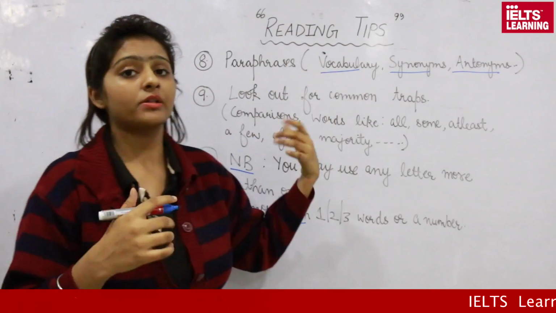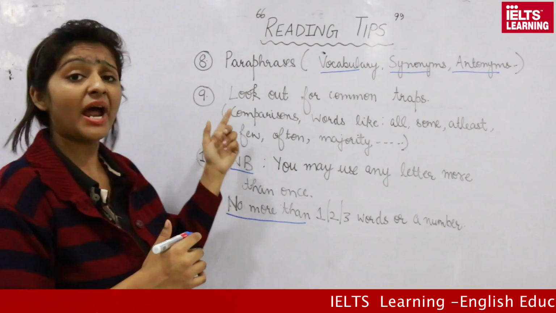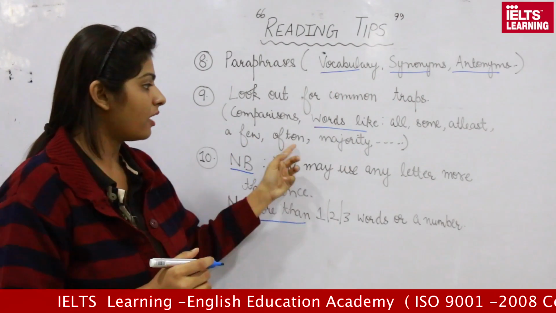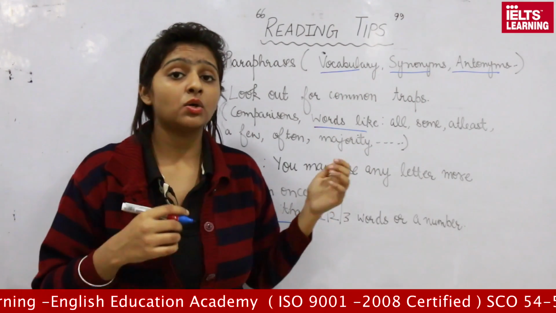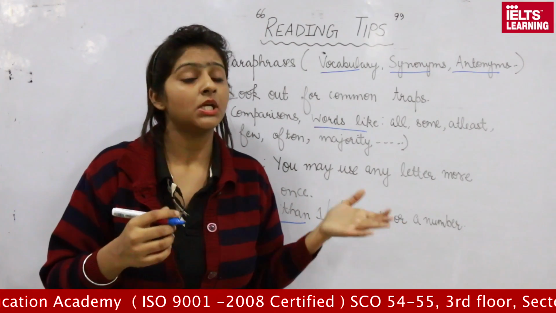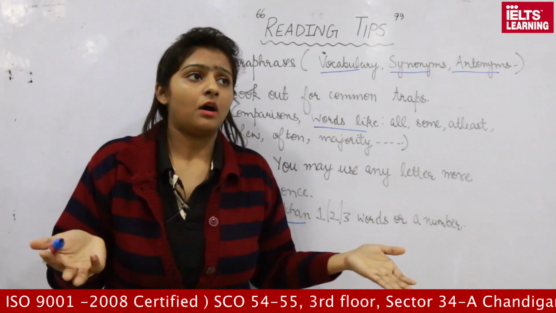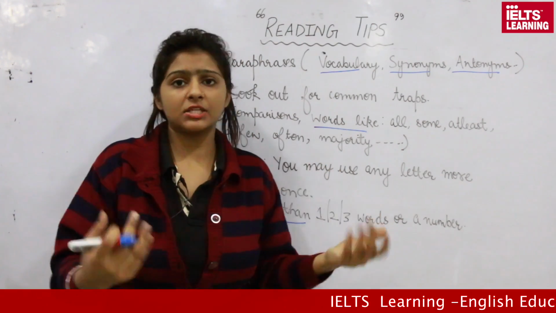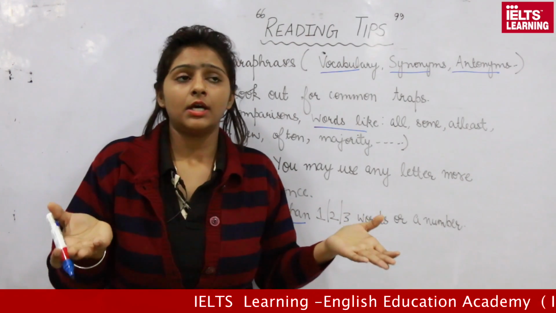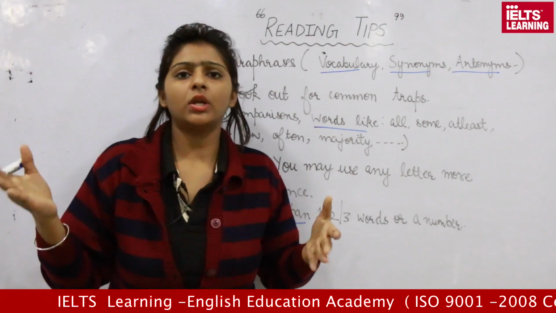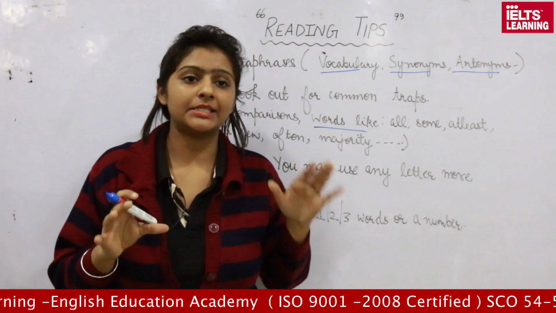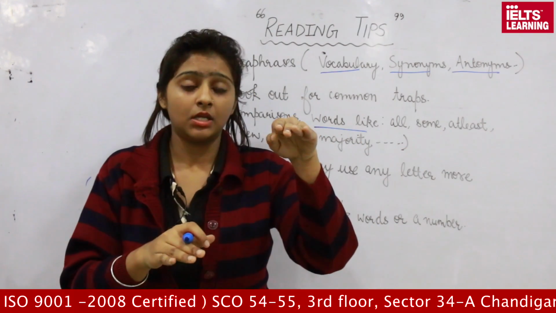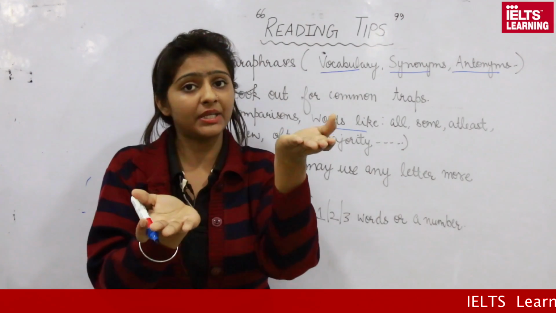See, paraphrasing was also one of the common traps. Comparisons, words like all, some, at least, a few, often, majority. For example, in the question it is given that a club raises money for schooling and, say, for hospital funds, more than schooling or something. Means the statement is something like this, that something is more than something else. So that's a kind of comparison that is given.